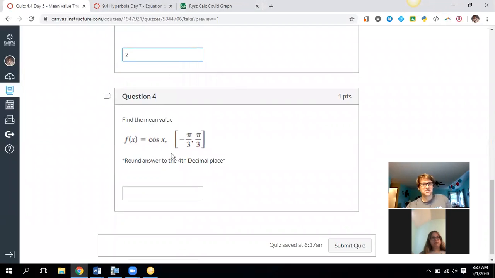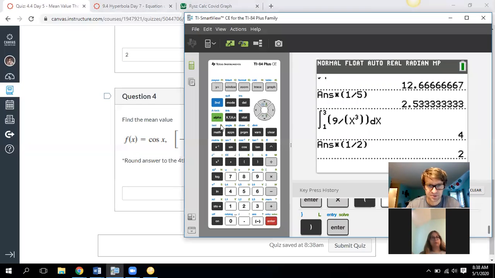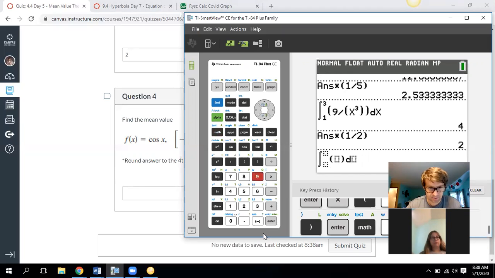Okay, now here comes a fun one. Find the average value from negative pi over 3 to positive pi over 3 of cosine. All right, so this would be a lot tougher. If we were doing this in class, I'd probably make us do this by hand a little bit, and then I'd show you guys the calculator trick once you sorted it out. But we'll just keep this easy here. So we've got to do math 9 to find the total area underneath the curve.